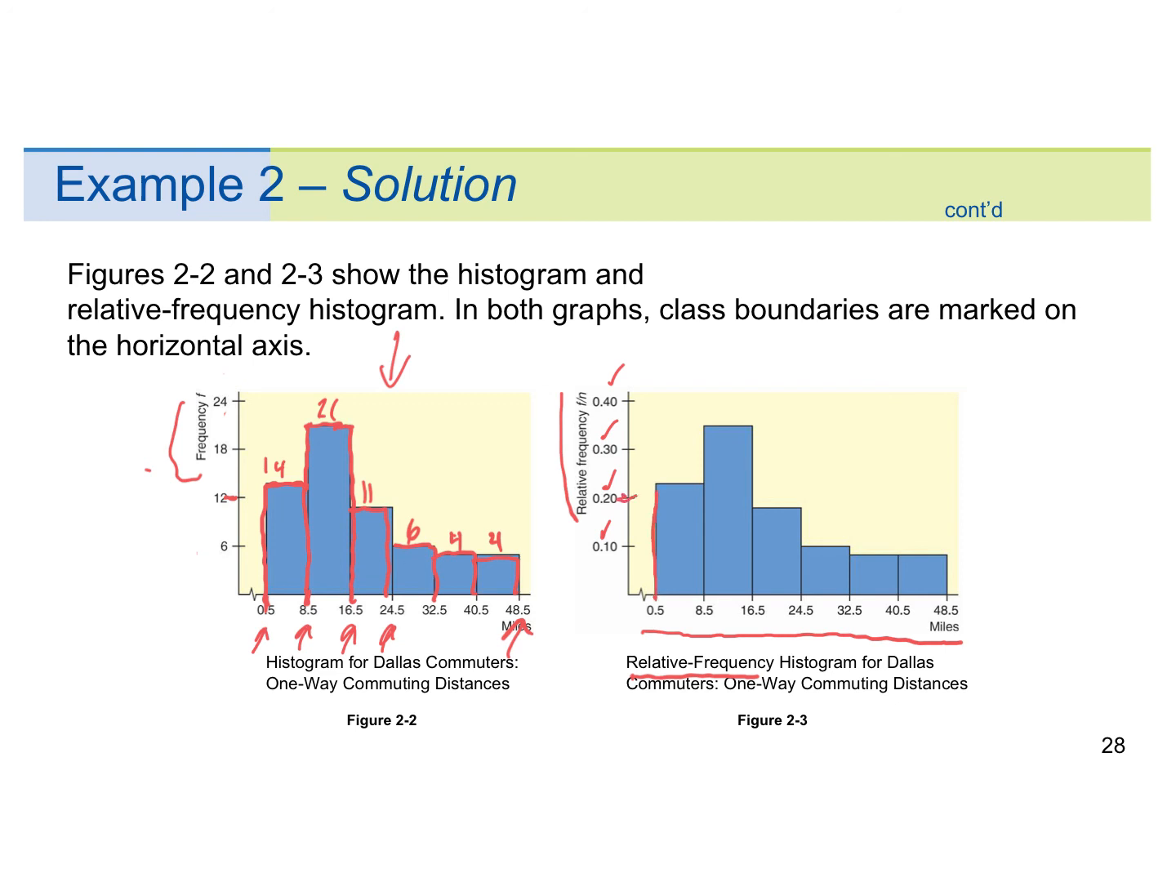So this right here is 0.23. And then this one right here is 0.35. This building here is 0.18. This building here is 0.10, and then 0.07, and 0.07 respectively. Ladies and gentlemen, this guy right here is called a relative frequency histogram.